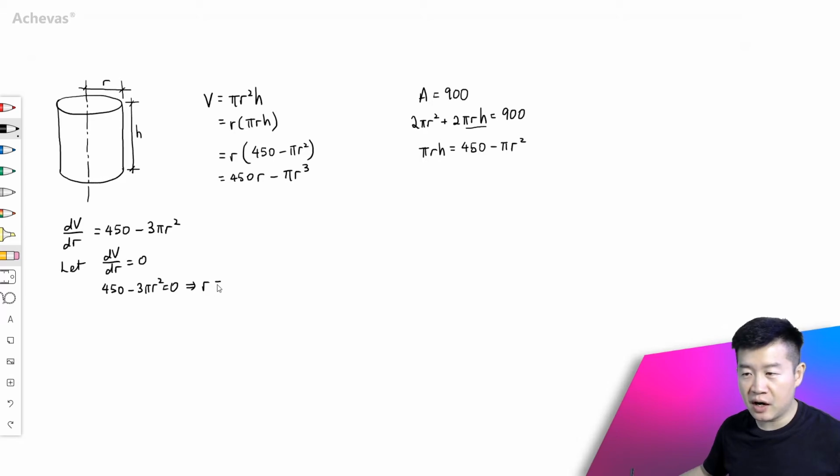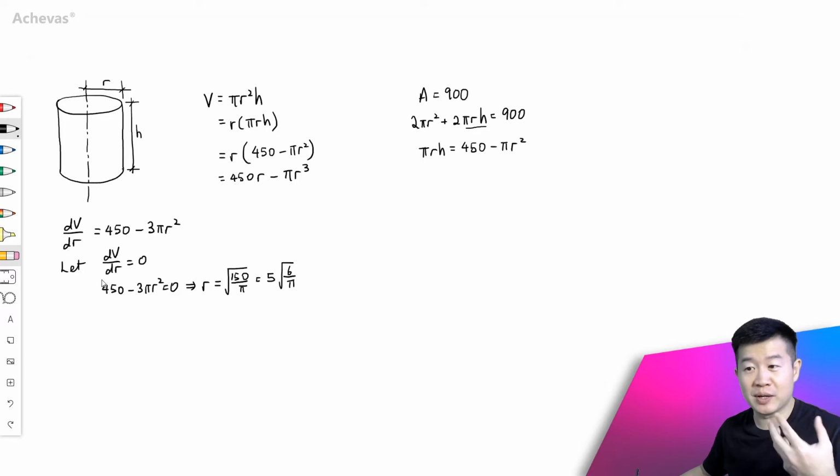So 450 minus 3 pi r squared is equal to 0. This gives me r to be equal to the square root of 150 divided by pi, which I can re-express as 5 square root of 6 over pi. So this is the value of r that causes V to be stationary. We want to test whether this value is also the value that causes V to be a maximum. So let's try to test for a maximum by using the second derivative test.